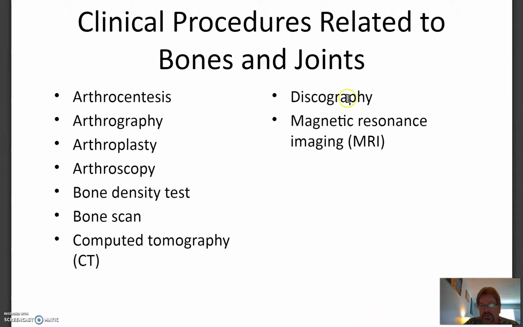Discography is where they look at the discs. MRI is another high-tech imaging. These two particularly are done all the time. This uses magnetism to create an image that can see soft tissues. X-rays are excellent, guys, but you cannot see soft tissues well with them.